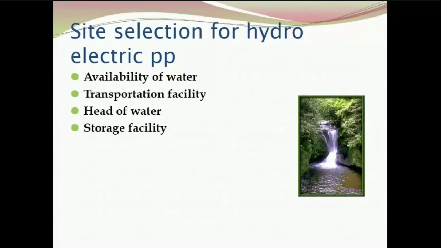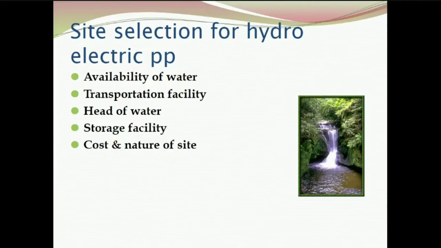Then there should be storage facility for water. There should be some means for arranging a reservoir. Then cost and nature of the site. Cost should be minimum. In the case of hydroelectric power plant, we need a large amount of area. Area requirement is there and the land has to be purchased. So, it involves some cost, capital investment. So, the cost should be minimum.